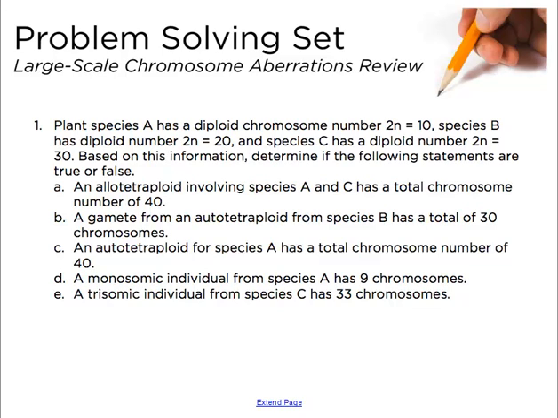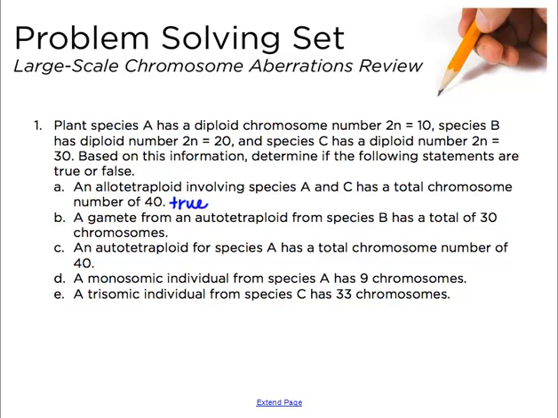So you're doing an allotetraploid, so what you're looking at would be the combination of 2 diploids. So species A has a diploid number of 10, and species C has a diploid number of 30, so an allotetraploid of them together would equal 40 chromosomes. So that's true.